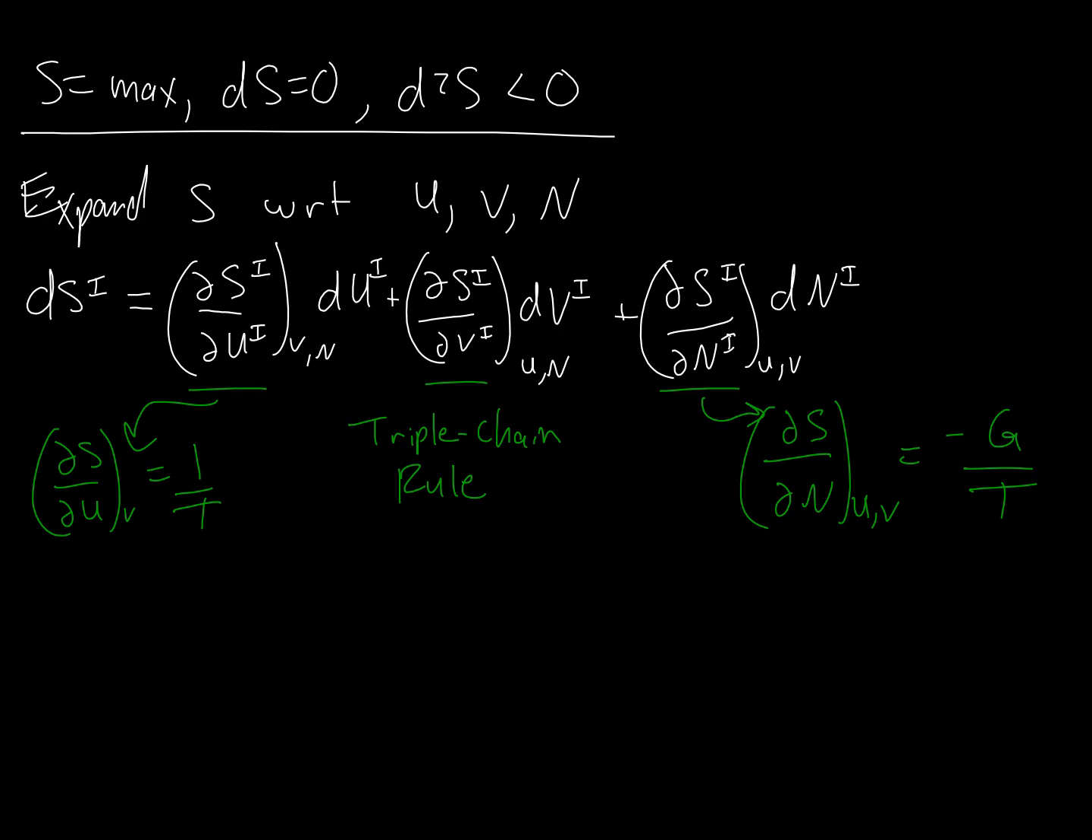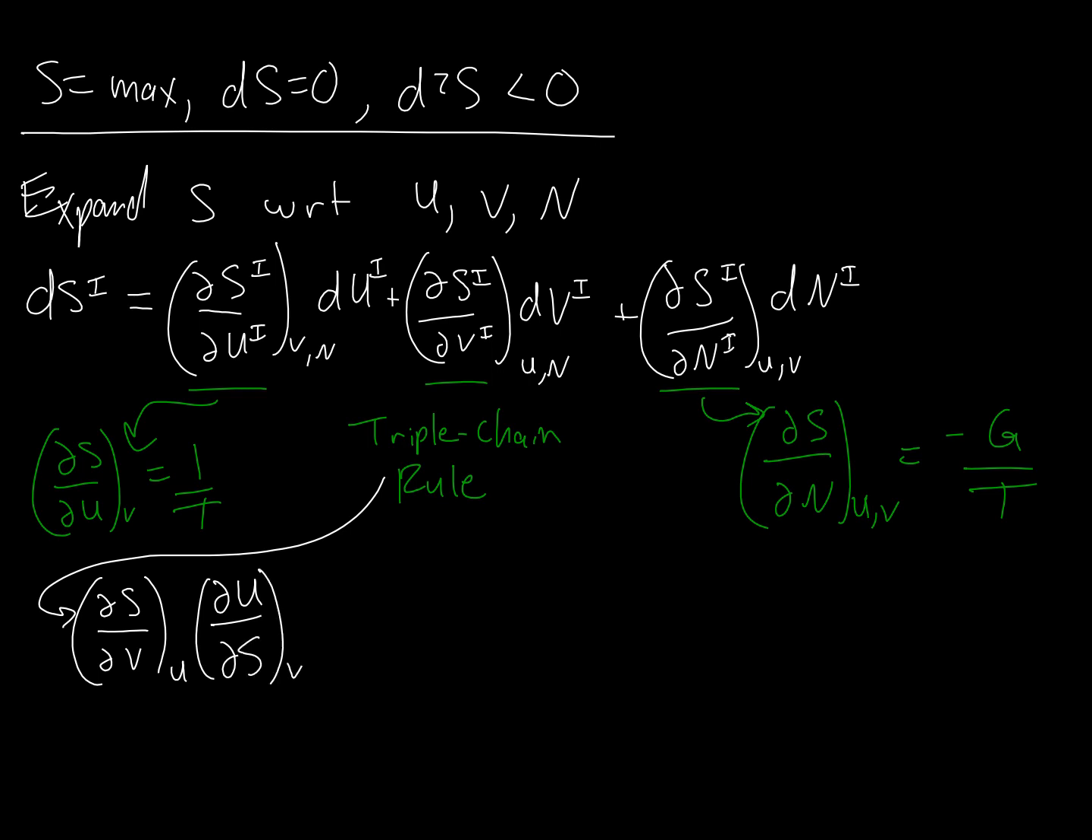So the chain rule expansion is where we transform, we change the variables around. Well, it's better just to show instead of me trying to explain it. ds/dv at constant u times du/ds at constant v times dv/du at constant s is equal to minus 1.